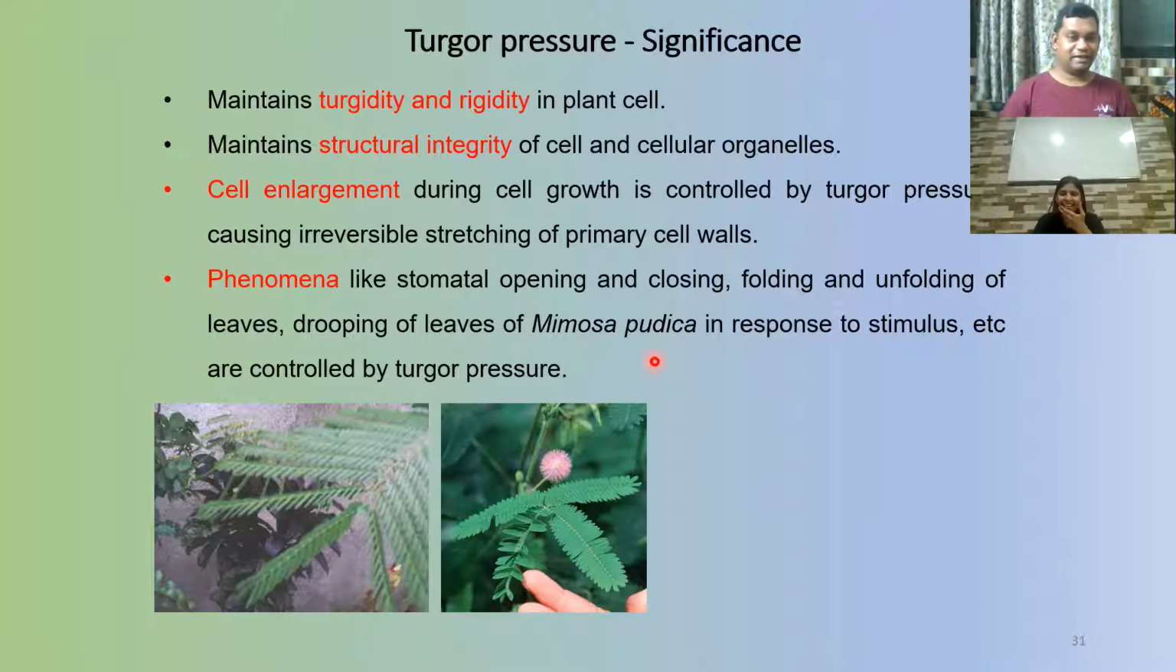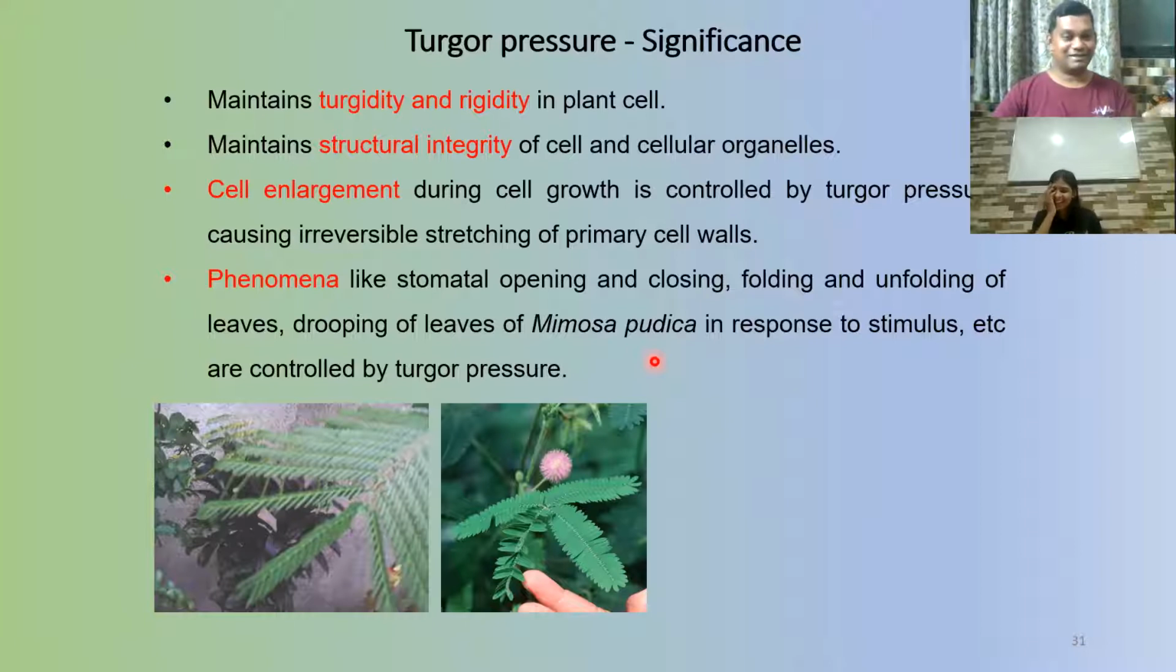Touch me not. Do you recollect that? Mimosa pudica. I said touch me not plant. Okay, also known as the chui mui plant, sharmili plant, with different names.